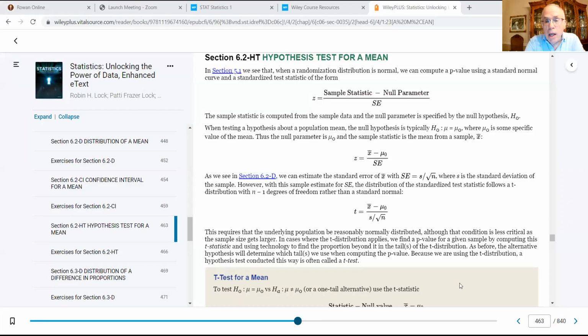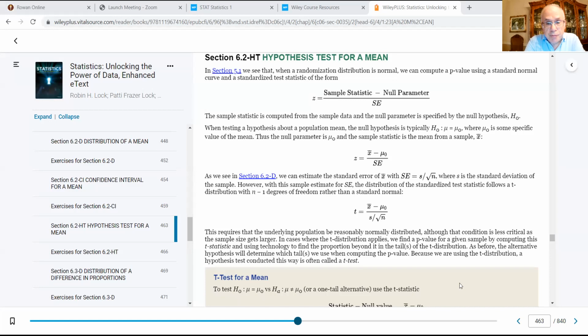This one is on section 6.2 on hypothesis tests, and it's specifically for hypothesis tests for a mean as opposed to a proportion. So let's get started, and I'll share with you the textbook. And once again, I would highly recommend that you read these sections in addition to watching these videos.